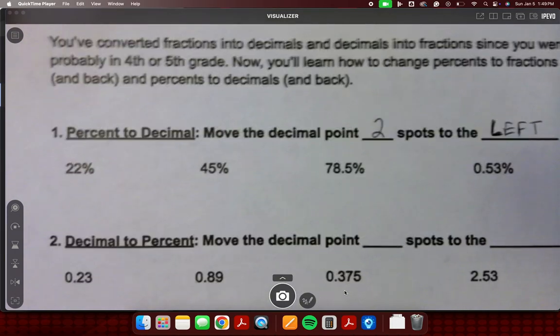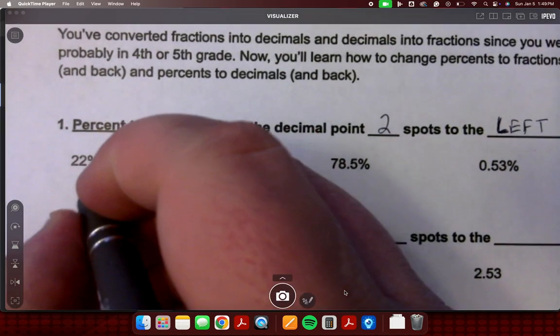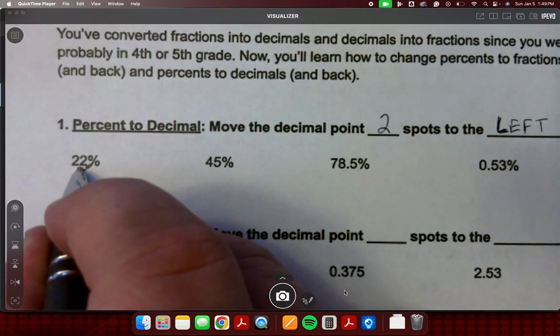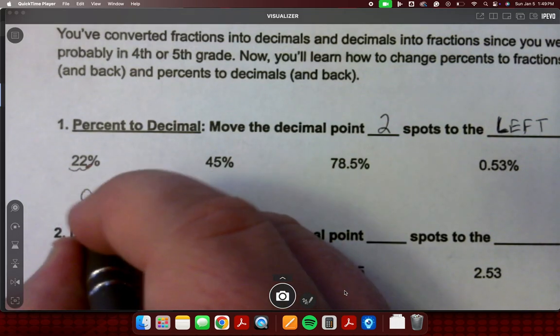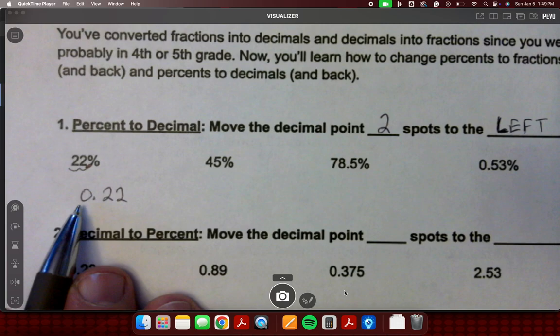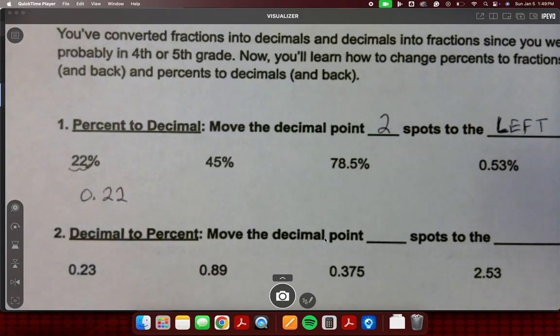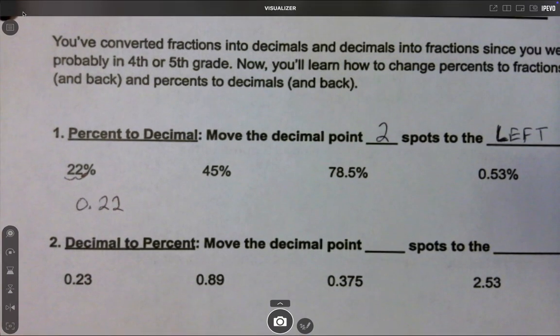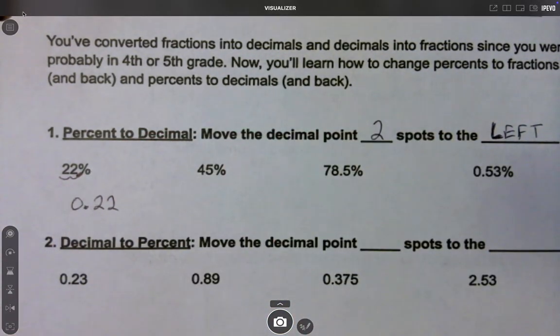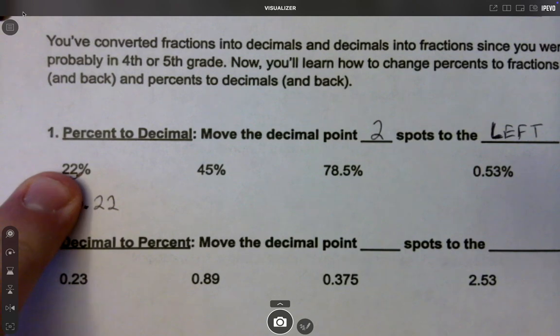Okay, so 22%. There's an understood decimal right here, at the end of the 22. So we move the decimal over 2 spots. So we say 0.22. You don't have to write the 0. I make a habit of doing that because I feel like it makes it more clear where the decimal point is. So I would recommend it, but it's not required. If you just write .22, that's okay.